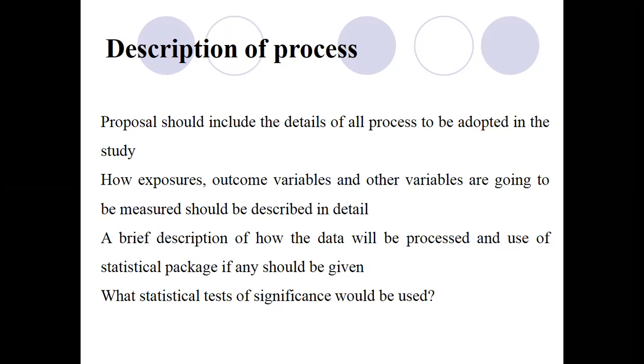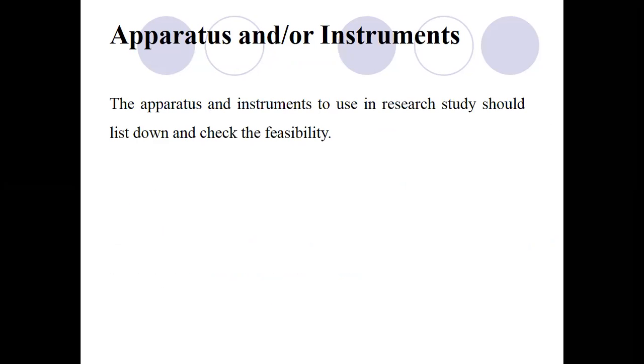A brief description of how you will analyze the data, how you will process the data, and how you will use the statistical analysis, like which specific statistical analysis you will perform. We have different tests, like one-way ANOVA, two-way ANOVA, student t-test, and these types of statistical tests you have to know about for your analysis. The apparatus and instruments to use in research studies should be listed down and checked for feasibility.